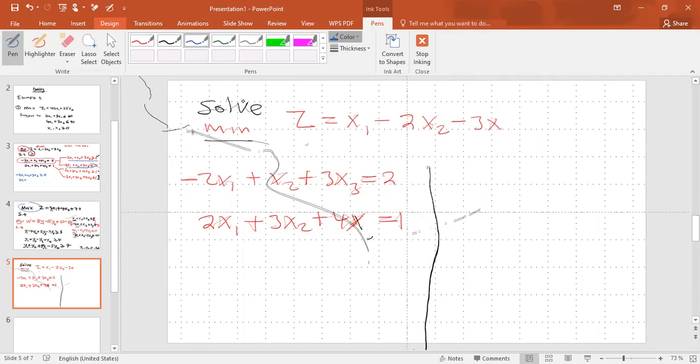So solve this. So this is a big M problem because of the minimize and the equal sign. Since it has an equal sign, it means only the artificial variables.